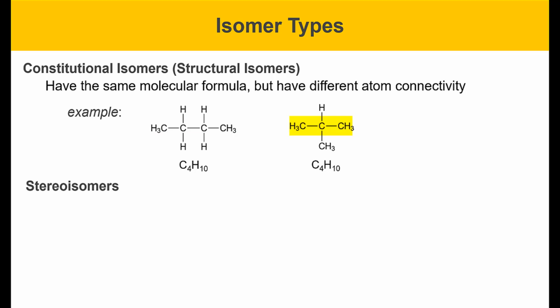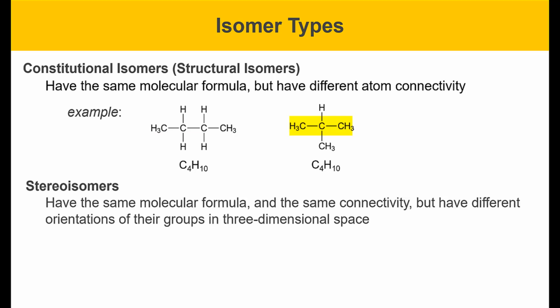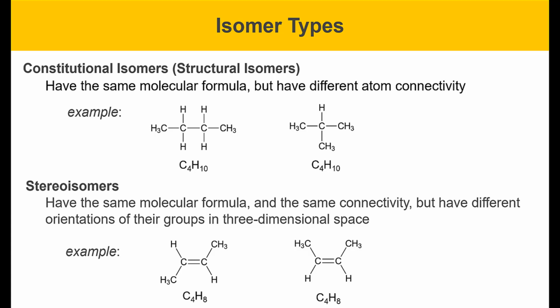Then there are stereoisomers. These have the same molecular formula and the same atom connectivity, but they have different orientation of their groups in 3-dimensional space. For example, we have the 2 alkene species that we saw in the previous slide. These both have formula C4H8, and they have the same connectivity, but they have different orientations of their CH3 groups and CH groups in space.